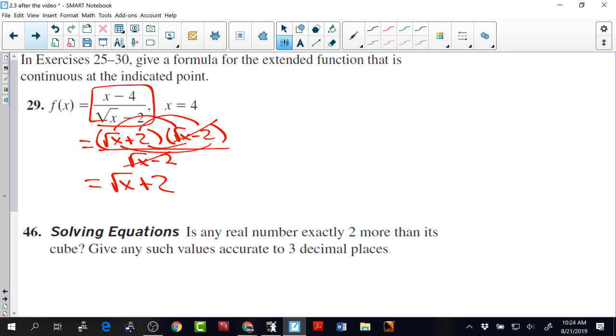This graph and this graph will be the exact same, but that one will not have a hole in the graph. We've removed the problem. That's what the question wants. Not a particularly useful problem, but that's what they want you to do.